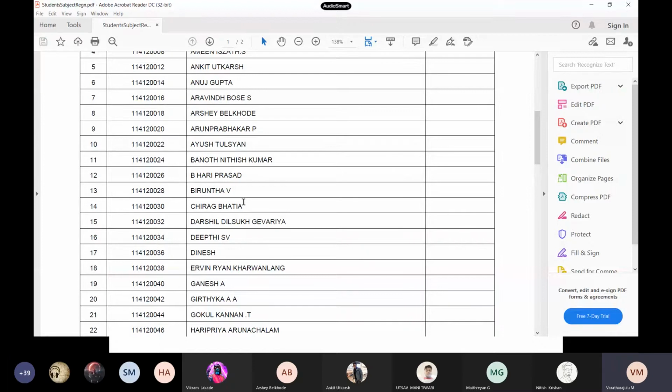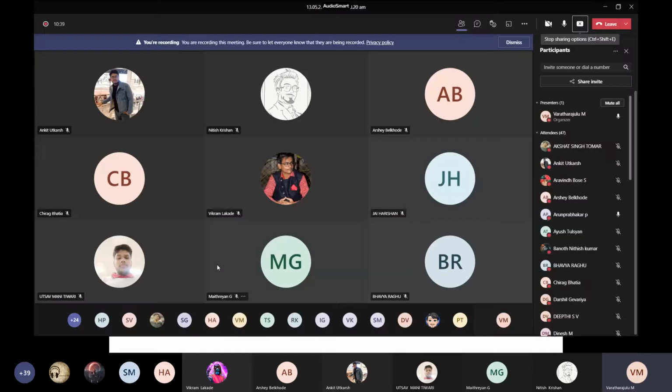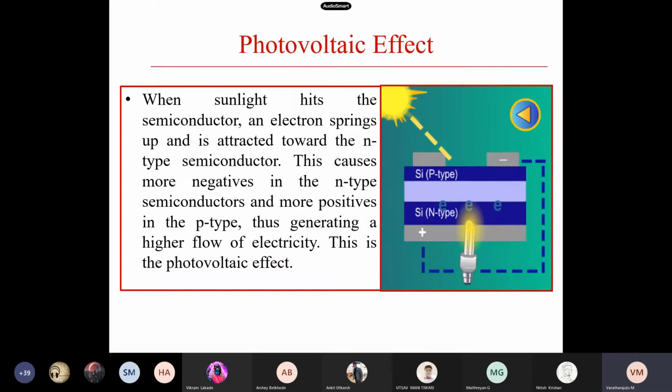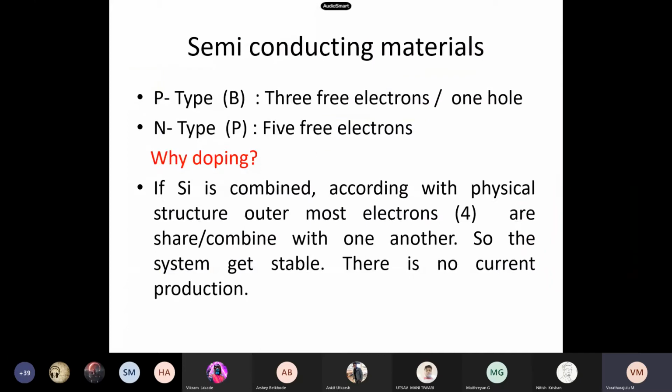Arun Prabhakar, Nitish, Gulshan, Hari Prasad. At present, we'll start the session. Later, we can discuss the current affairs and the things which you want to discuss. This is the content we covered during the last class, which is the base for solar PV cells and solar photovoltaic, and we'll continue the session.